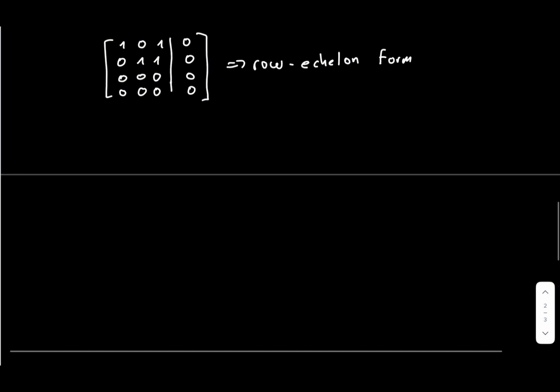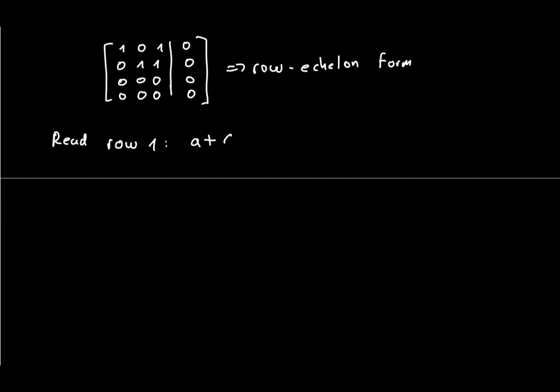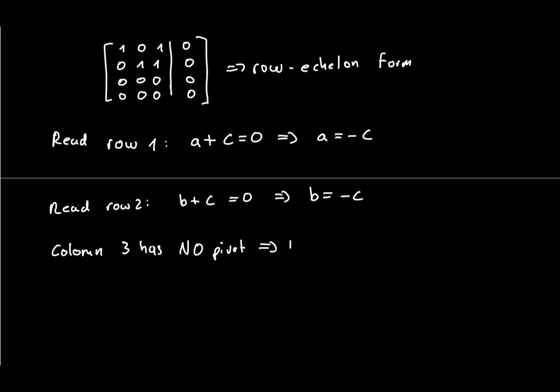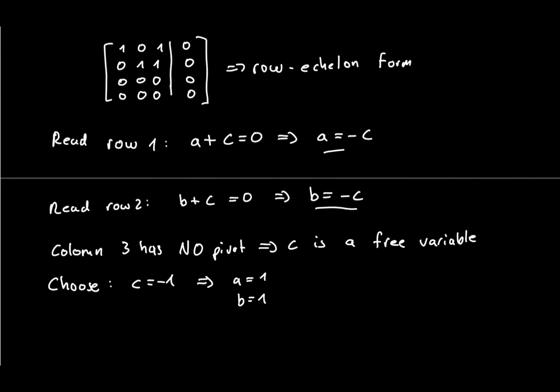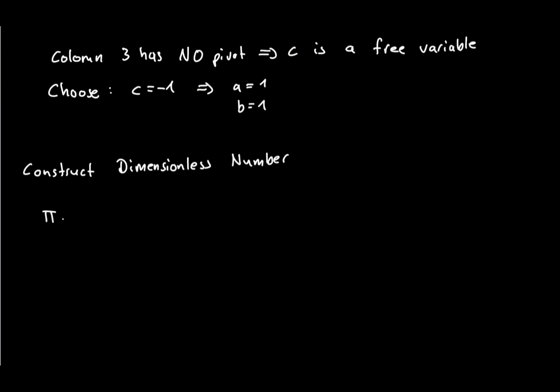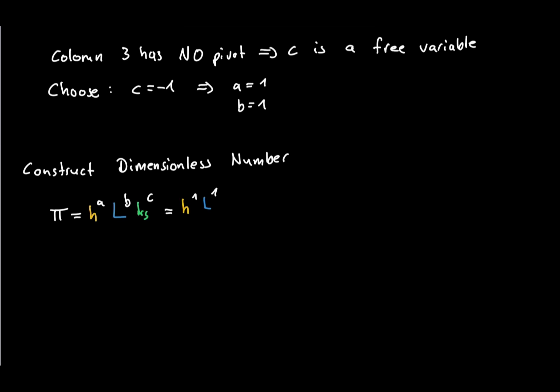The reduced tableau gives a equals negative c, and b equals negative c. The variable c is a free variable. Choosing c equals negative 1 gives a equals 1 and b equals 1. Substituting these exponents back into the dimensionless group. This is the Biot number.